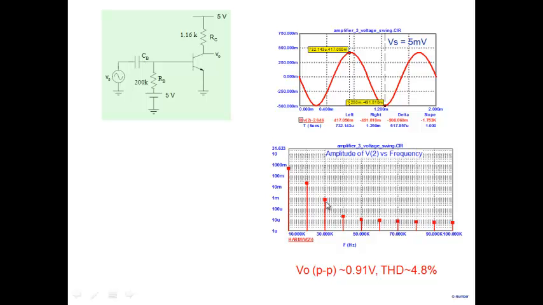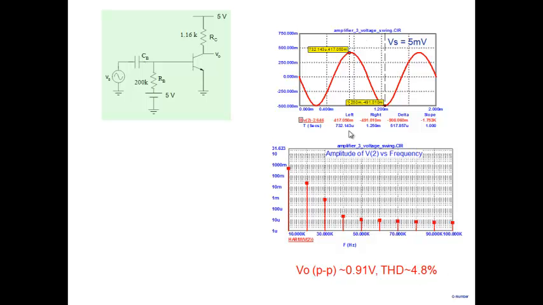So if you are doing an approximate analysis, you need not calculate HD3, HD4, HD5 and so on. You may just concentrate on the second harmonic distortion, HD2. The other thing is, note that I've applied 5 millivolts. We get an output voltage of 0.91, harmonic distortion of 4.8%.